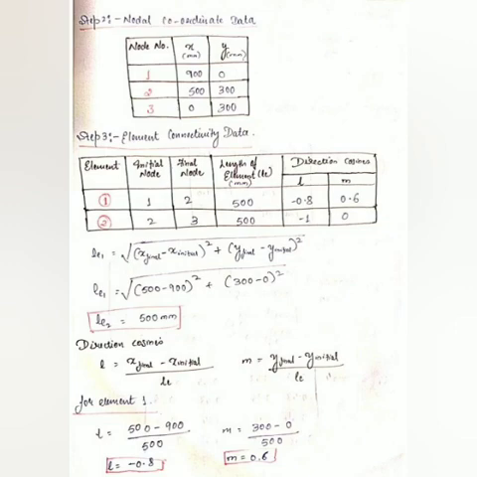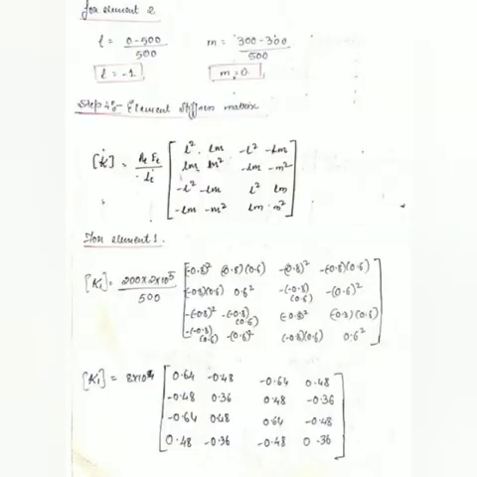For element 2, the initial node is 2 and the final node is 3. Again you can apply the Pythagoras theorem to find the length of element 2. In this case it is directly given, so the length of element 2 is also 500. The directional cosines L and M for element 2 are minus 1 and 0. These values in the table are obtained from the expressions, which are shown clearly in the PDF. What are these directional cosines and how are these expressions obtained? That was already discussed in the theory part.